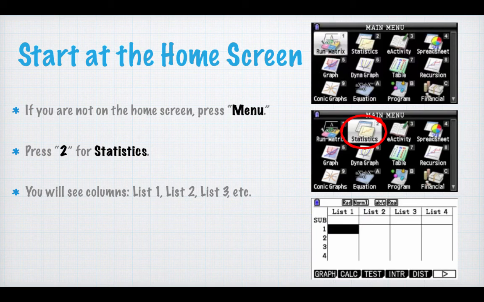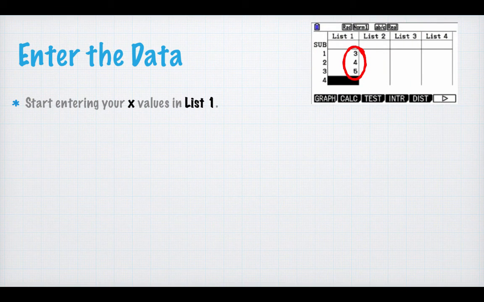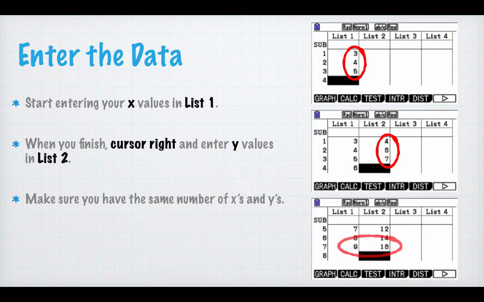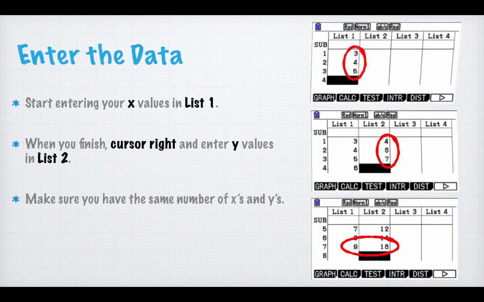All right, and when you do that, you see some columns, list 1, list 2, and list 3, and so on. We only need list 1 and list 2 for this exercise because we're only dealing with two variables, x and y. So we're going to enter the data. All of my x values are going to go in list 1. So I'm just going to enter them one after the other, going down that column. And then once I'm done, I'm going to cursor to the right and start entering my y values. I just need to make sure that I have the same number of x's and y's in my table. Otherwise, I'm going to get an error message. And just make sure that everything that's on your paper matches everything that you put into the calculator.